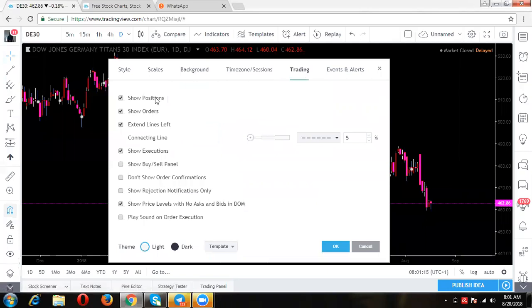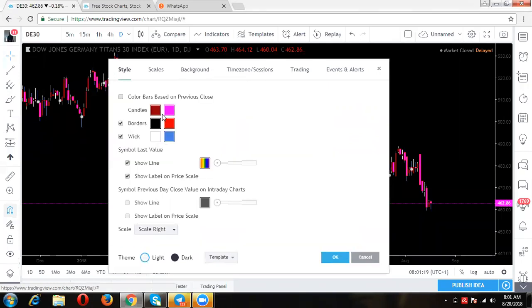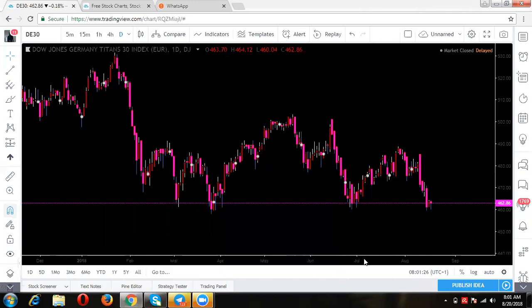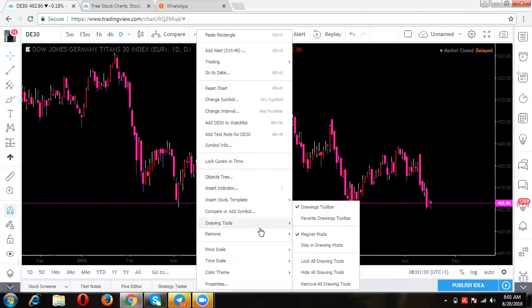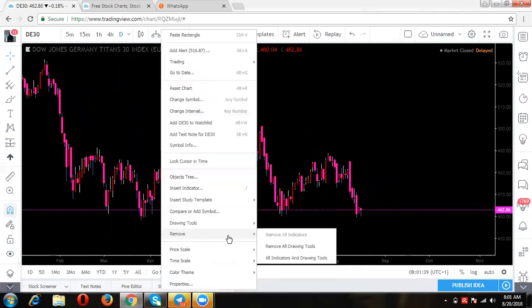Show orders, show positions. I don't use all that, but basically, this is how you customize the background. If you want to customize your candlestick, you come here and do all that. Okay, that's that for that. Oh, I can't believe it, I've saved it. Okay, so I saved my format, so I'm just going to go to templates and reload. I know I have it saved somewhere, I hope so.